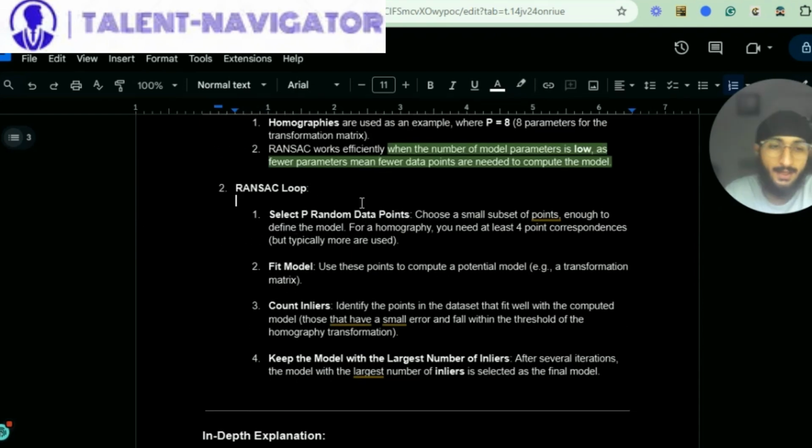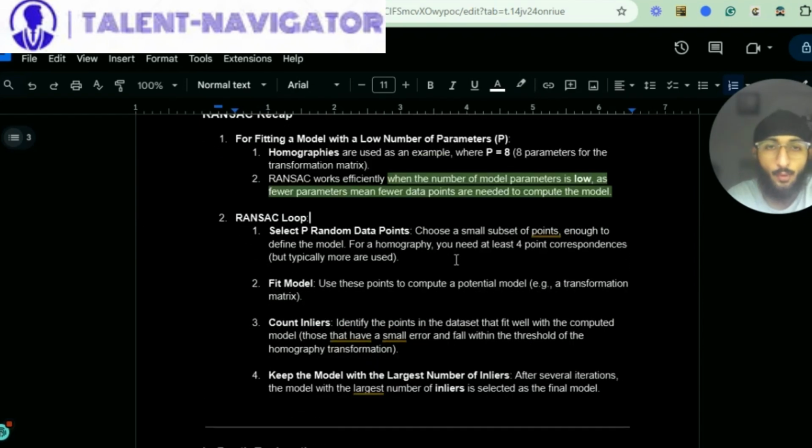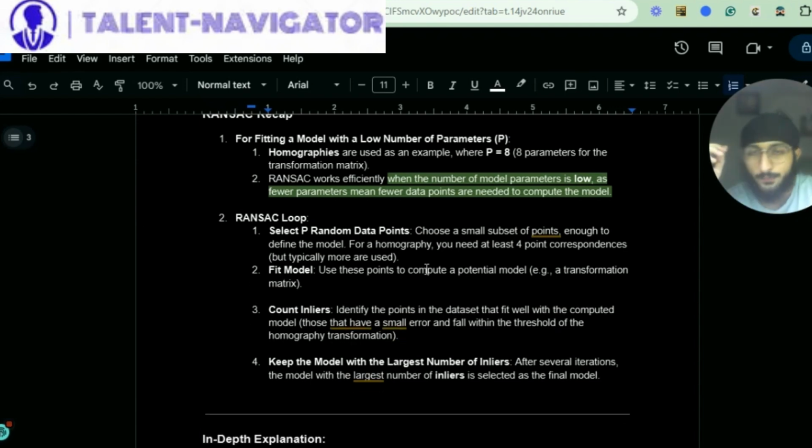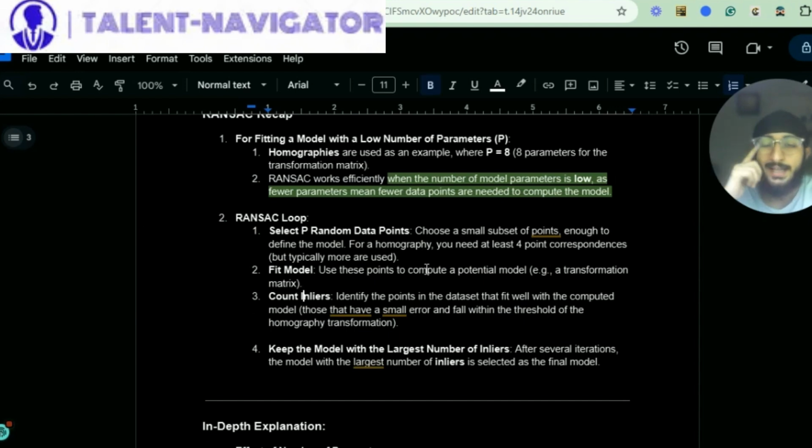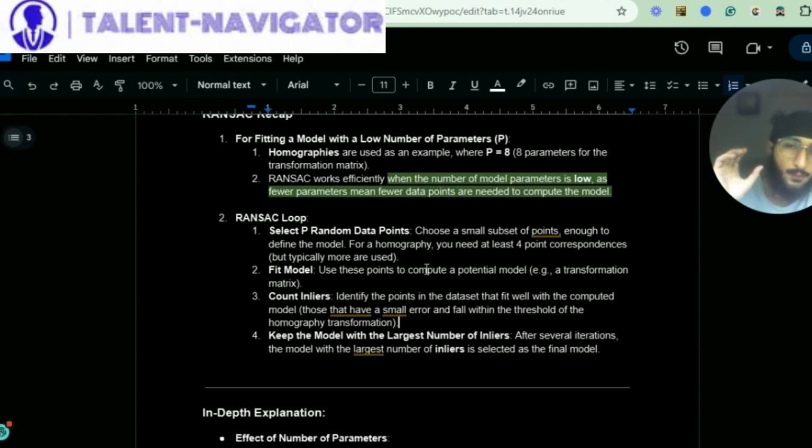Now, RANSAC loop: select P random data points, a small subset of points enough to define a model. For homography, you need at least 4 point correspondences, but typically more are used. To fit the model, use these points to compute a potential model or transformation matrix, and count inliers. Identify the points in the dataset that fit well with the computed model, those that have a small error and fall within the threshold of the homography transformation. Fourthly, keep the model with the largest number of inliers. After several iterations, the model with the largest number of inliers is selected as the final model.